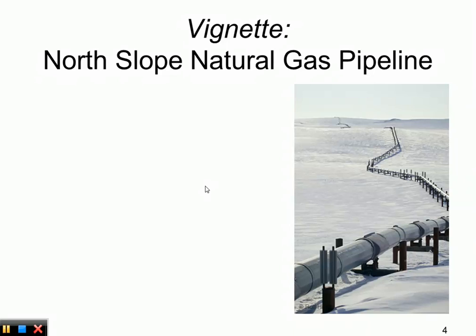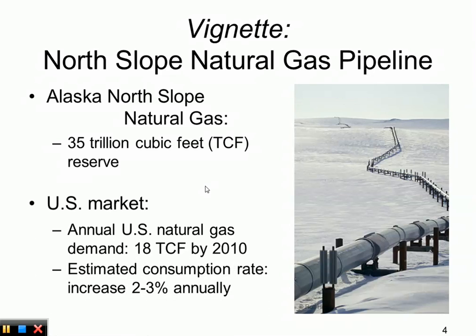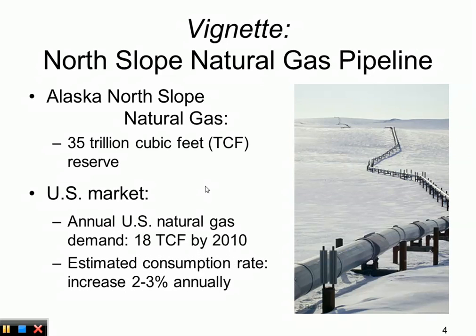So let's take a look at this example. It's a North Slope natural gas pipeline. From Alaska North Slope, we want to transfer natural gas. There is an estimated 35 trillion cubic feet of reserve in terms of natural gas resource. The US market has a demand of 18 trillion cubic feet by 2010. It's a little bit outdated example, but nevertheless it's important to consider it. And the estimated consumption rate increases between 2 and 3% annually.